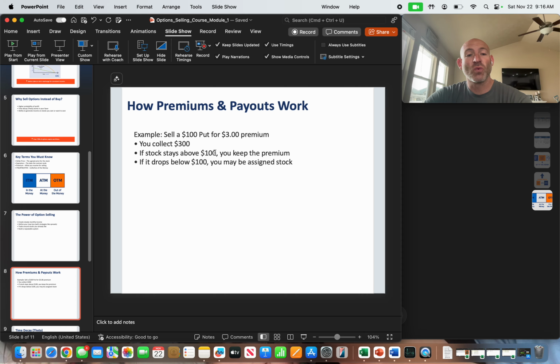So how premiums and payouts work. Example, let's say you sell a $100 put for a $3 premium. Okay. So again, this can be any stock. It doesn't matter, right? That's the price it's trading at or around the price it's trading at, and you choose to sell the $100 strike and make $300 of premium for it. You collect $300 up front. As soon as you click sell on that option, you're getting that right in your account, your cash balance, immediately. If the stock stays above 100, you keep that premium. If it drops below 100, you may be assigned the stock. But again, that's okay because that's the price you wanted to own it at.